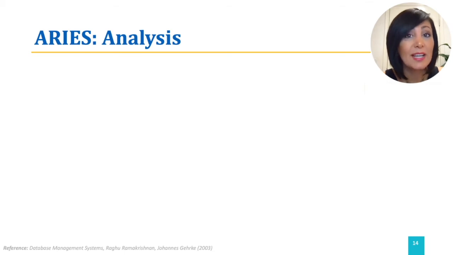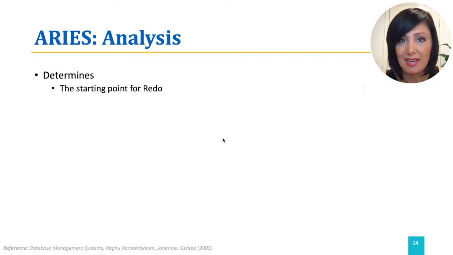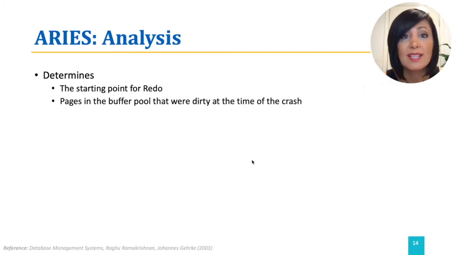Now, let's take a closer look at what happens at each of the steps of Aries, starting from the analysis phase. The analysis phase performs three main tasks. First, it decides the starting point in the log that the redo phase should start from. Second, it goes through the logs and figures out which pages in the buffer pool were dirty at the time of the crash. It adds them to the dirty page table.